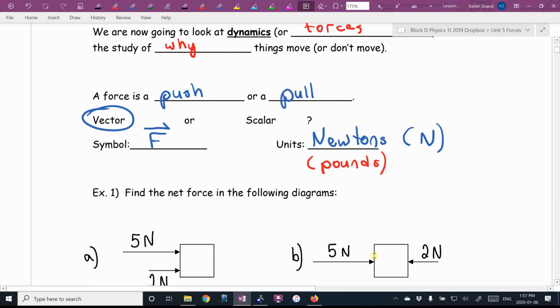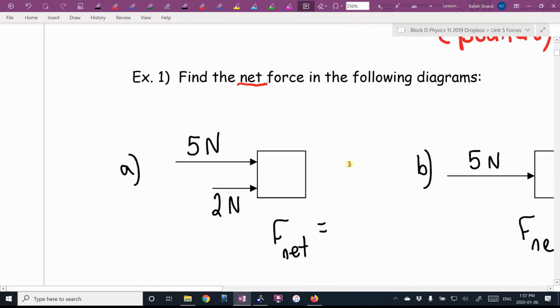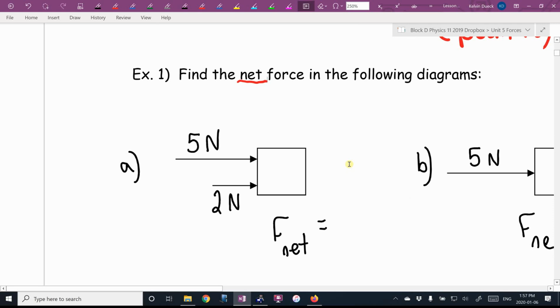We're going to be looking at situations where we have multiple forces and we want to combine them all into one. When we do that, Connor, we call that one uber force the net force. And so I'm going to zoom in a little bit. It says, find the net force in the following diagrams. We're going to get both the magnitude and the direction. To show direction, how about we put a little compass rose here of north, east, south, west.